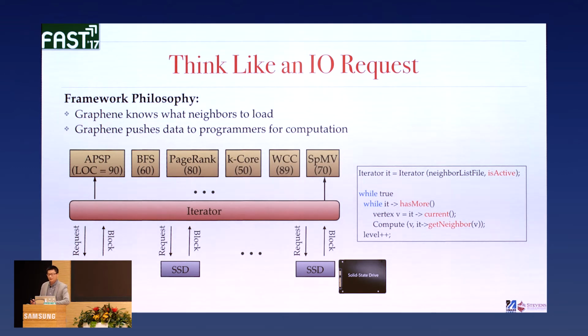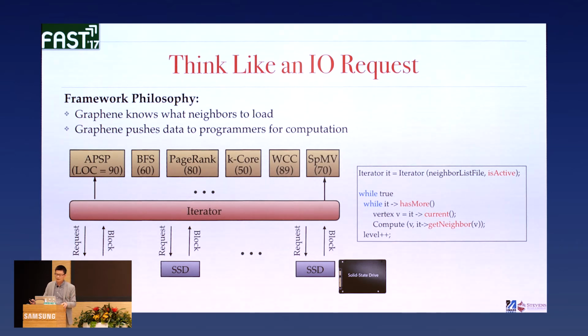How we do that is here on the right side. You have an iterator, and you just keep asking for more. If the iterator has more data for you to process, you keep processing it. You do not have to deal with the I/O stuff or debug anything like that, and it works pretty well. We tested 6 graph algorithms, like APSP, all pairs shortest path, BFS, breadth first search, and sparse matrix vector multiplication, or SPMV. The lines of code are pretty much similar to in-memory computing, and the block requests to SSDs are dealt with by us.